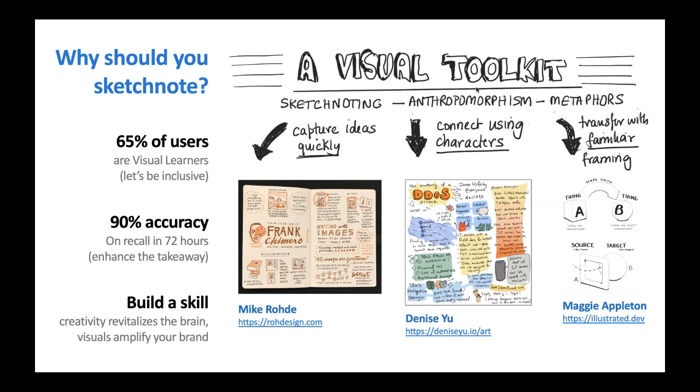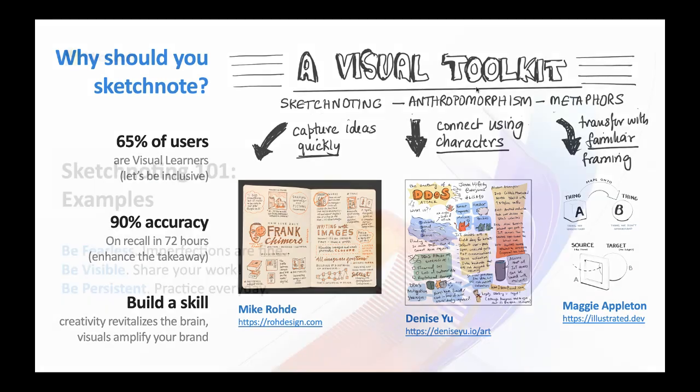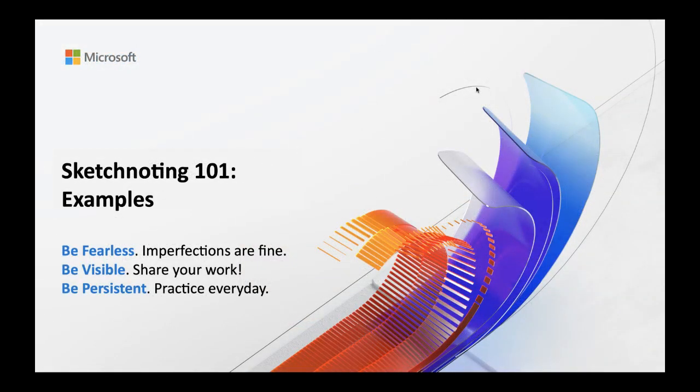And the third step is what's called metaphors, visual metaphors. And the example there is Maggie Appleton in illustrated.dev. And here what you're really doing is saying, my audience understands a concept A. I want them to learn a concept B. How do I translate that for them by giving them a window to look at B through A? So hopefully that gave you a sense of what the journey could be.